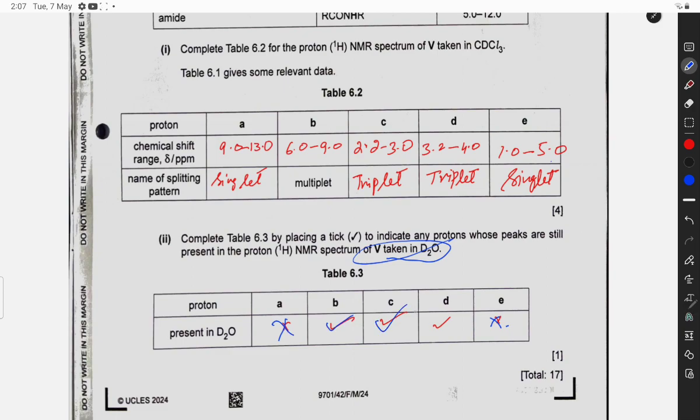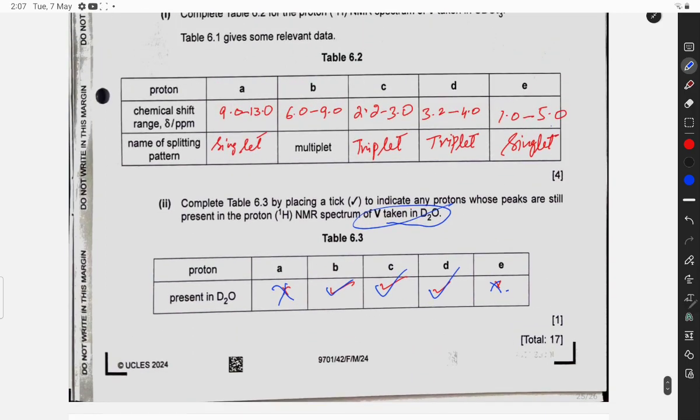Next, take. So this is all about this paper.